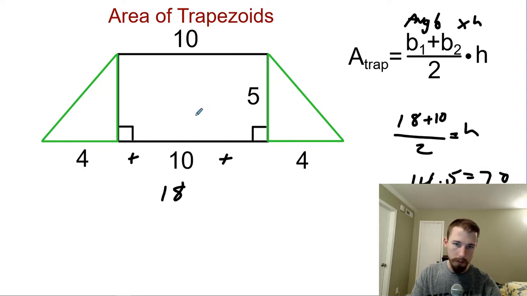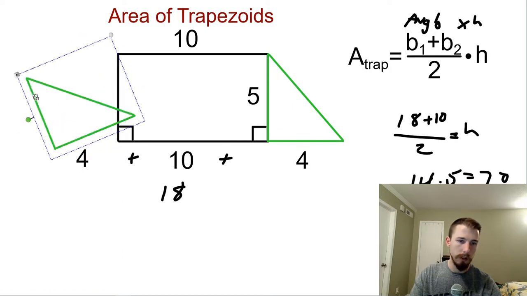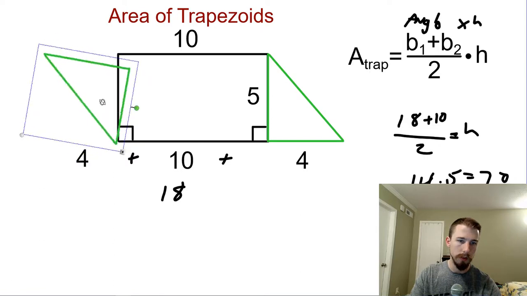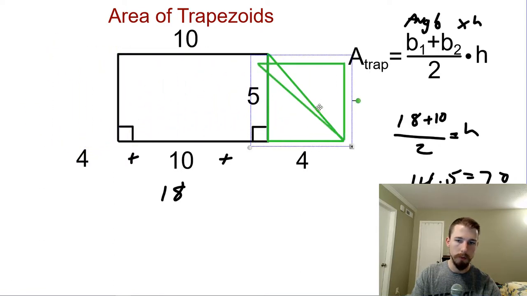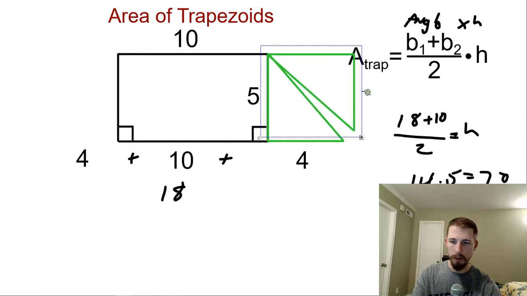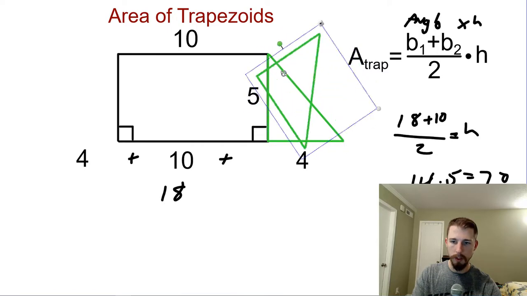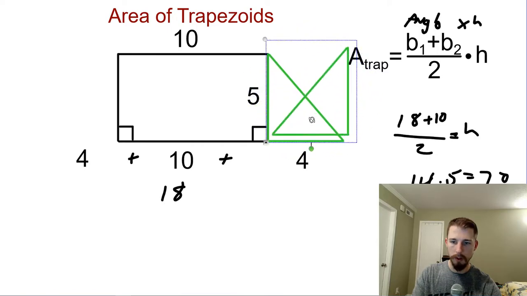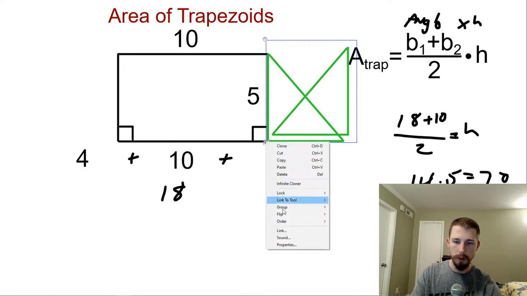Well, another way that we could do this visually is if I take this part here, which is 4, and I rotate it just like this, and I move it over to the other side. Oh, wait, that's not quite right. What did I do wrong? Oh, I have to flip it. Anyway, let me see if I can get this to work. Flip up and down. Yeah, there we go.